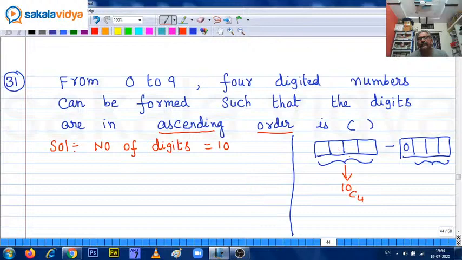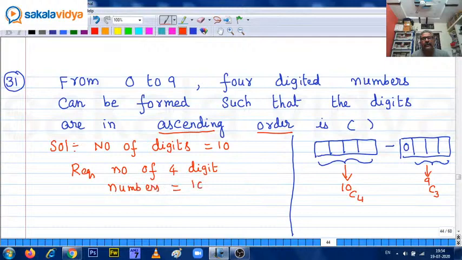10 C4, but out of 10 C4 there may be 4 digit numbers beginning with 0 also. They are not 4 digit numbers, they are actually 3 digited. So now they need to be subtracted from 10 C4. So now what we need to do now? Remaining numbers are 9, places 3, selections 9 C3. So therefore now write down required number of 4 digit numbers equals to 10 C4 minus 9 C3. This is the answer. Okay, 10 C4 minus 9 C3.